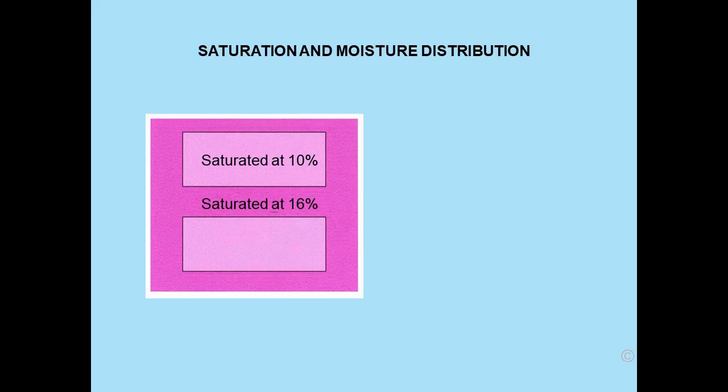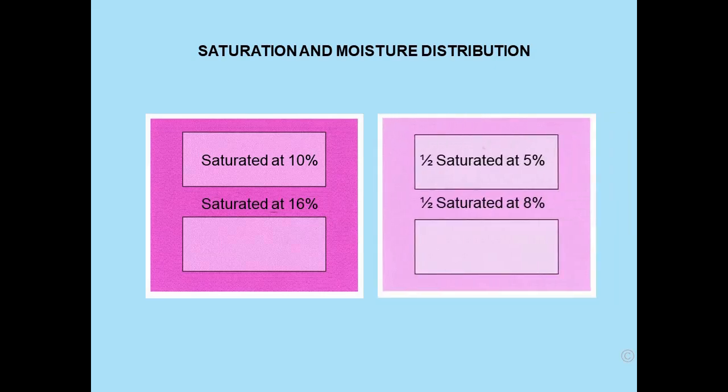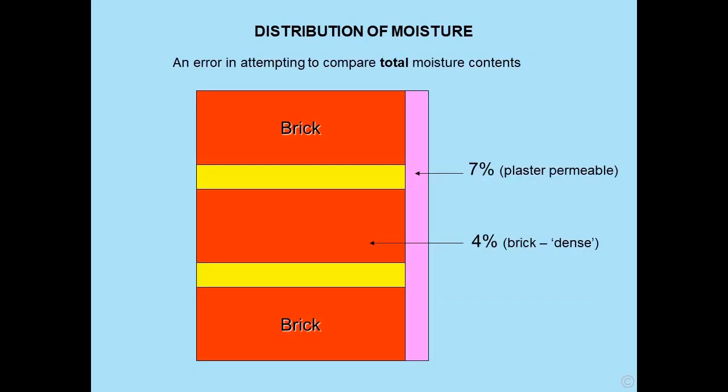The minute we stop the water, we fix the water leak, things are going to start to dry out. We would get to a hypothetical situation where the brick is half saturated at 5% and the mortar half saturated at 8%. Where we're going with this is that it is an error to try and compare the total moisture contents of two totally different materials.